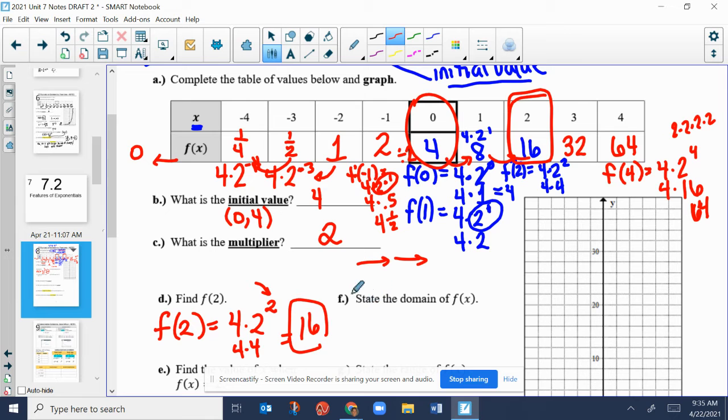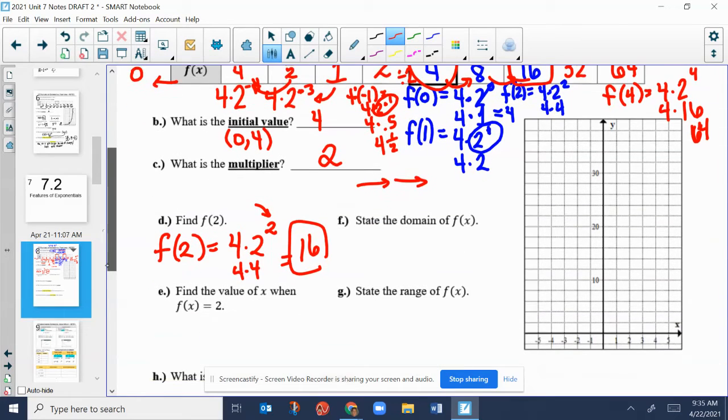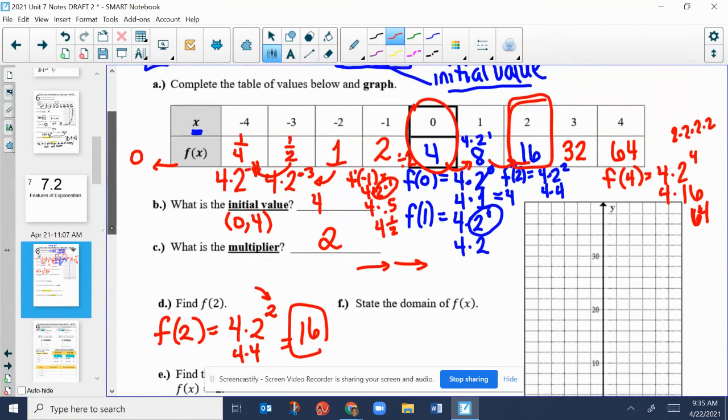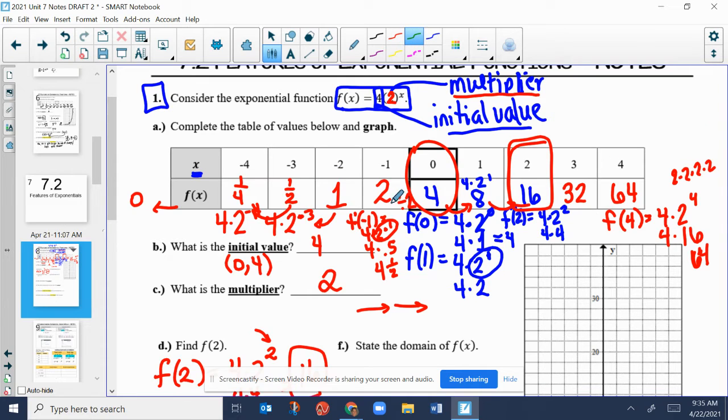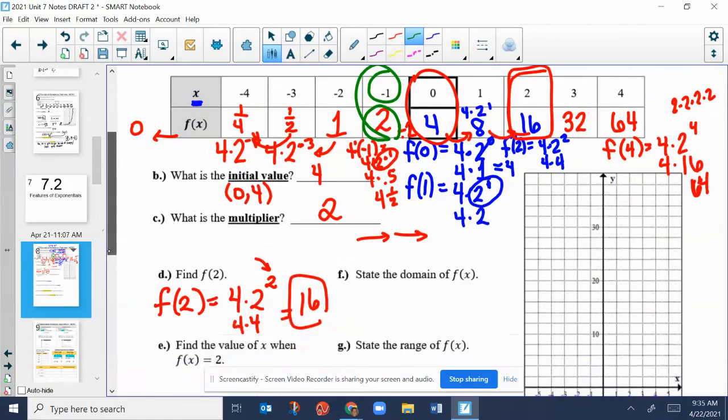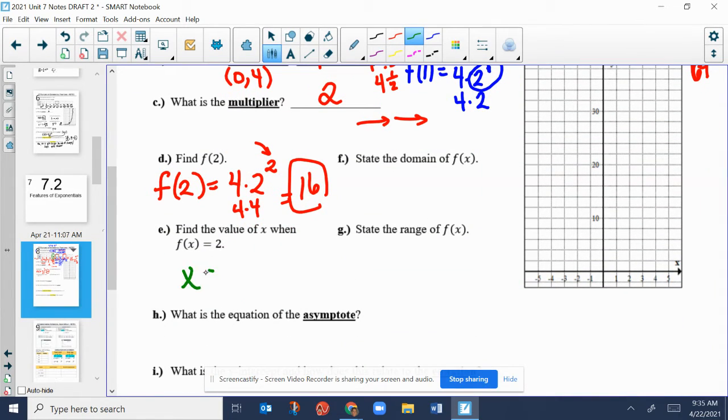The domain, oh, wait a minute, let's do E first. Find the value of x when the function is 2. When the function is 2, your x value is negative 1. X equals negative 1. A, B, C, D, E, F.